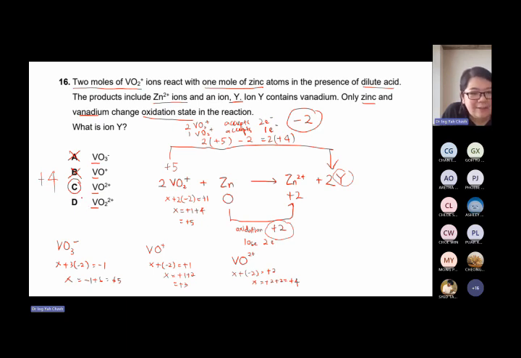Let's check if D is also the answer or not. VO2, 2 positive. X plus 2 times -2 equals the overall charge of +2. X is +2 plus 4, which is +6. Is it +4? No. So confirm that the answer to this question is C.